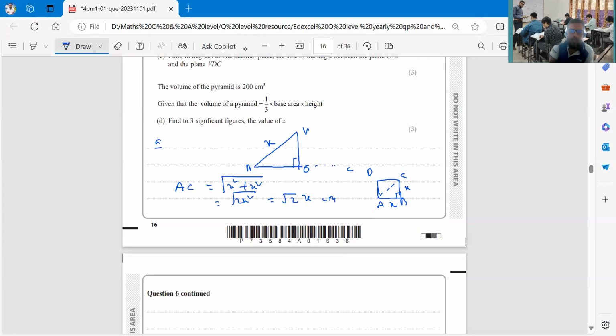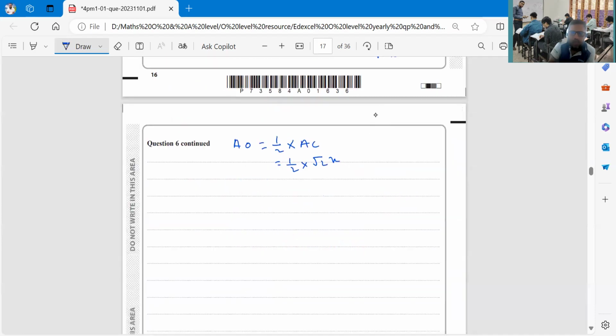So this is AC. AO equals half of AC. So now you can write AO equals half into AC, because the two diagonals meet at the point O, and this point divides the diagonals equally. That means they bisect each other, so it will be half. So half multiplied by the AC value, root 2 x, and then you'll get the answer root 2 by 2 x. So this is AO.